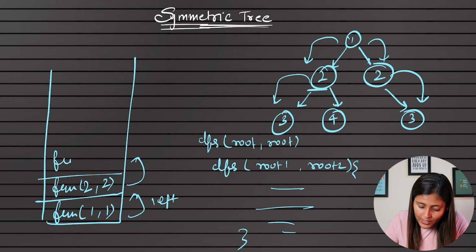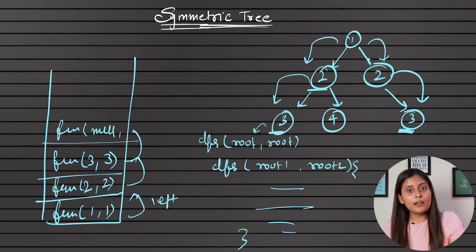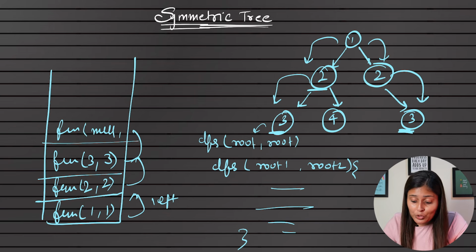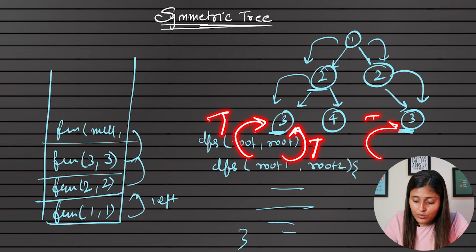So for function 2 dot left means 3, 2 dot right means 3. Again for 3, you will go for the left call. So it will say null, null. Both are null. So when both are null, you will return true. So this will return true. Its right will also return true. True, true. Both are true. So this will return true.